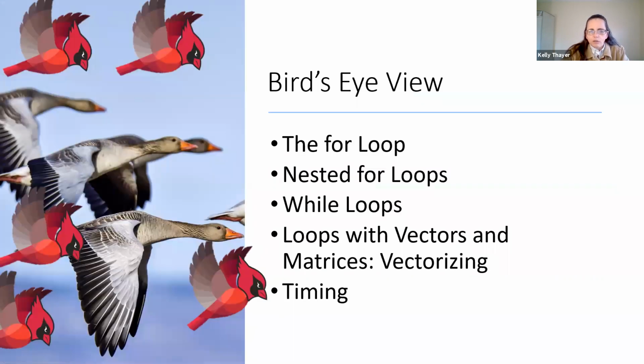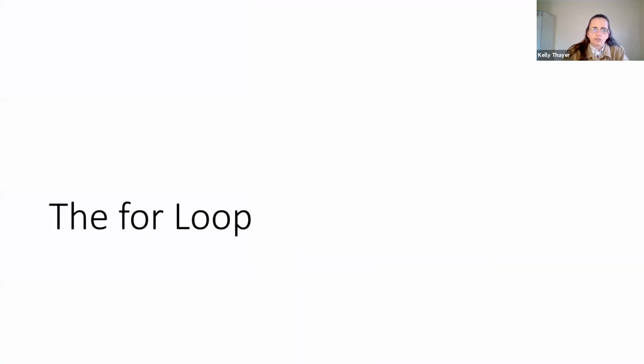All right, so what we're going to discuss today are the for loops, nested for loops, while loops, loops with vectorizing in matrices, how to do vectorizing of code, which is a topic we touched on earlier, and an interesting topic of timing, how to tell how long your code takes to run. So let's get through the for loop.